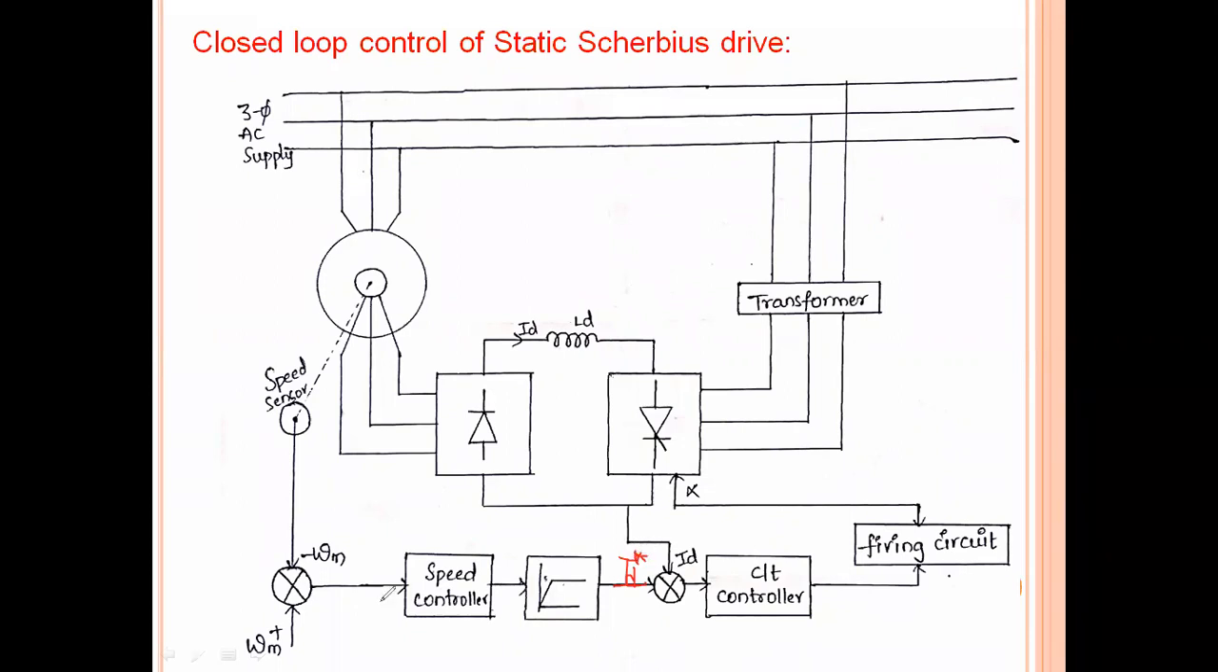If this speed error is very low, that means the actual speed is very near to the required speed, then the speed error will be very low. That means the value processed through the speed controller will be within this limit. That means the reference current produced by this speed limiter will also be very near to the actual current value. That shows that the induction motor is operating under steady state condition.